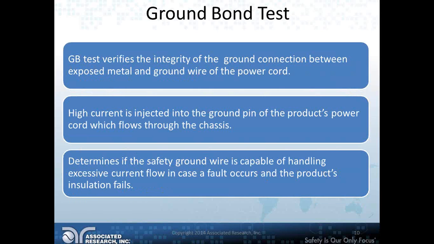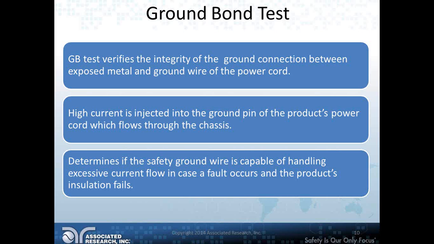The next test is a more rigorous one, and it also has to do with the ground circuit of a class 1 product. Unlike the ground continuity test, the ground bond test not only tells us if there is a continuous ground connection, but it also verifies the integrity of the ground connection between the exposed metal and ground wire of the product.